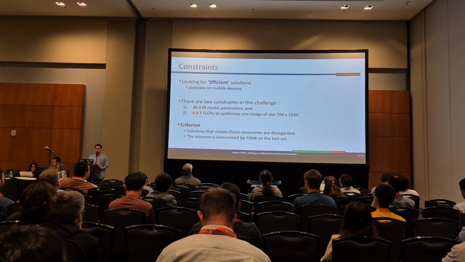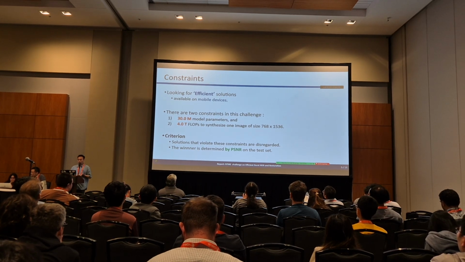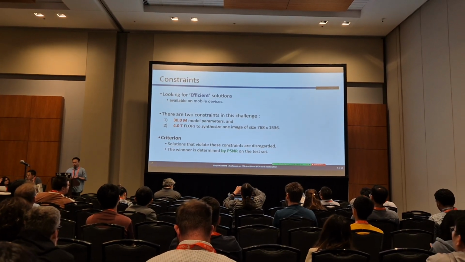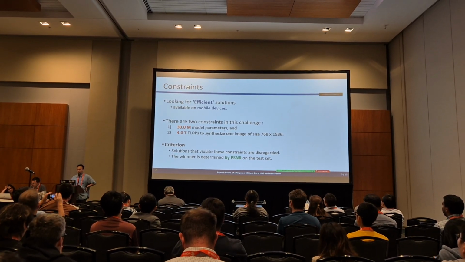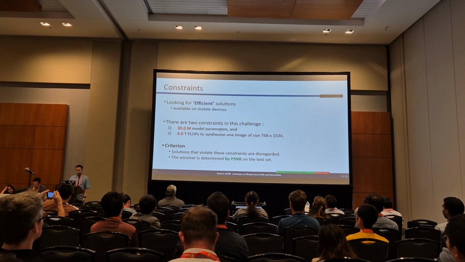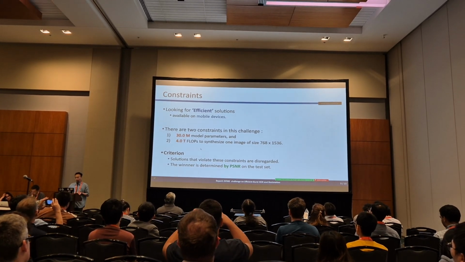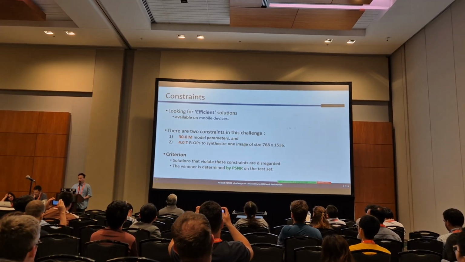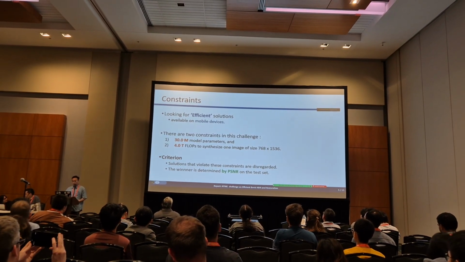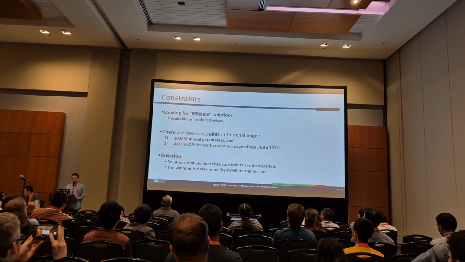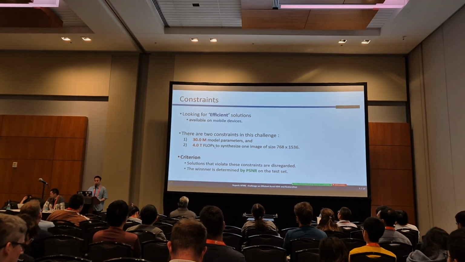And further, there are 2 constraints in this challenge, because we are looking for efficient solutions which can be implemented on mobile devices. The first one is that the number of model parameters must be less than 30 million, and second, the number of operations to synthesize a whole image of this given size must be less than 4.0 teraflops. So solutions that violate these constraints are disregarded, and the winner is determined solely by PSNR and the processor.